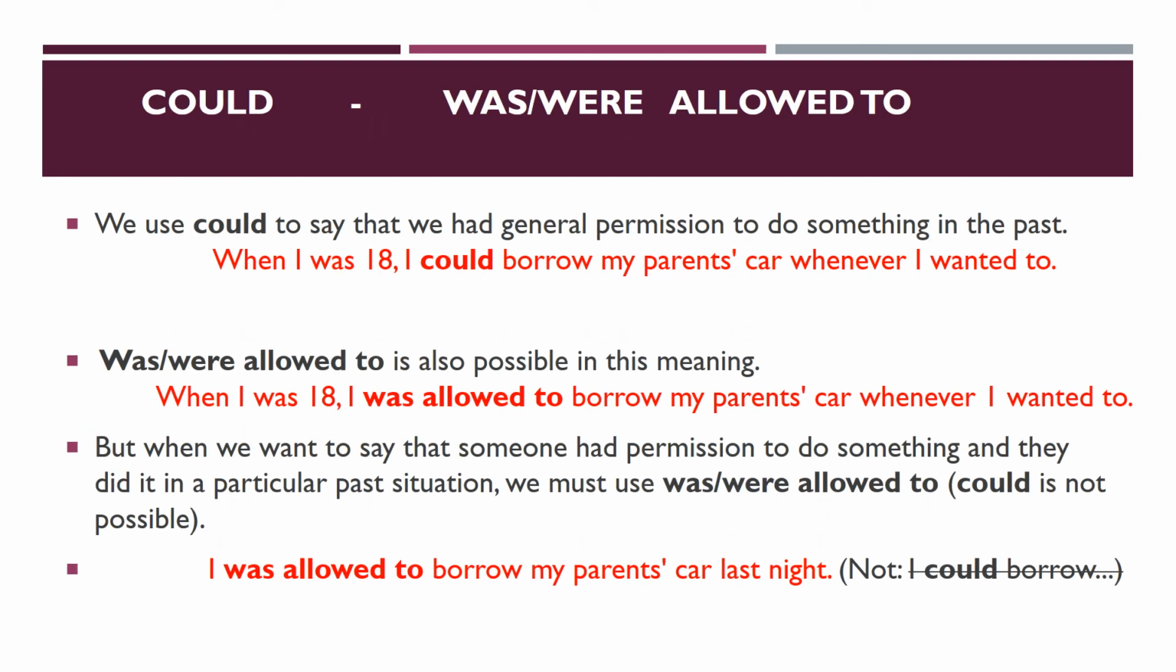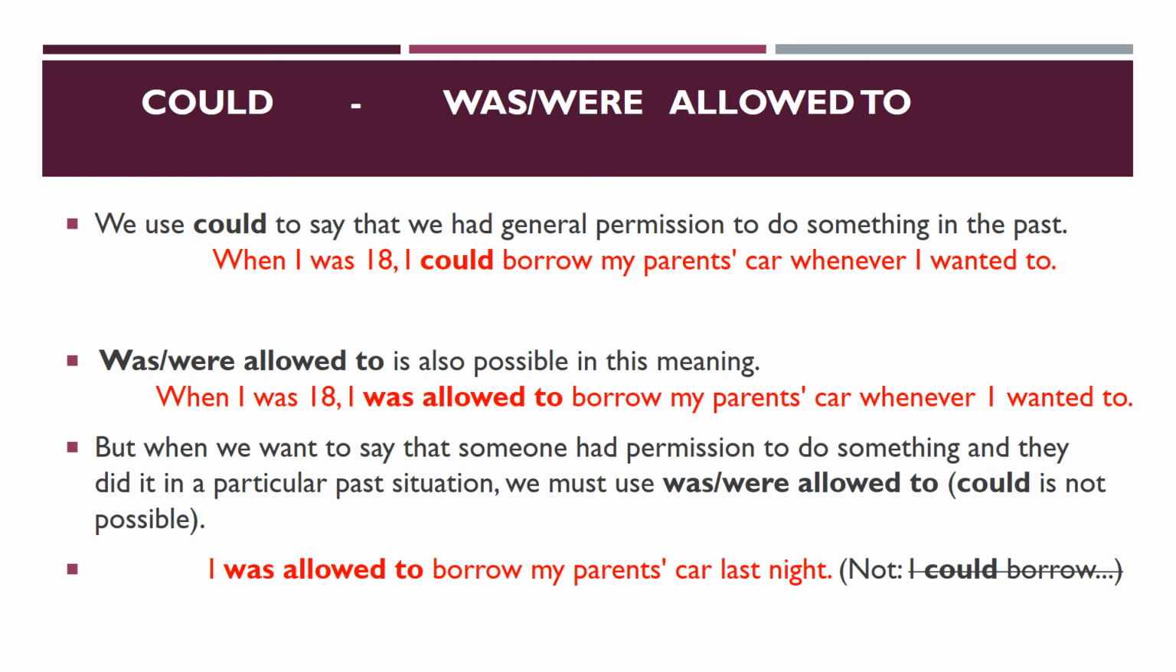Okay, what about could or was and were allowed to? We use could to say that we had general permission to do something in the past. For example, when I was 18, I could borrow my parents' car whenever I wanted to. We can also use was or were allowed to in this meaning. When I was 18, I was allowed to borrow my parents' car when I wanted to.